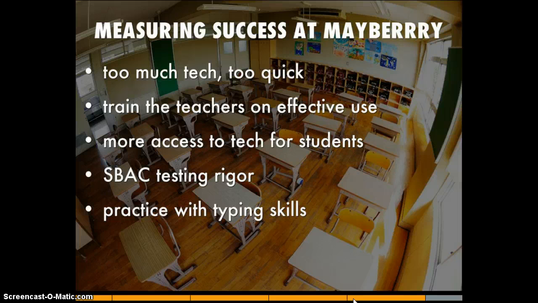So I asked him, specifically at Mayberry and the school site that we work at, how would he measure success, specifically looking into the next year with SBAC testing? What were his thoughts on that? He thinks there's too much tech too quick, especially with SBAC testing coming into play. Again, going back to our teachers do not have the effective training to then walk into the classroom and use this type of technology as an effective tool, and he sees that as deterring and holding us back rather than pushing us forward and into the future.